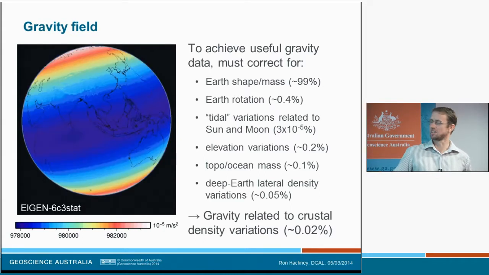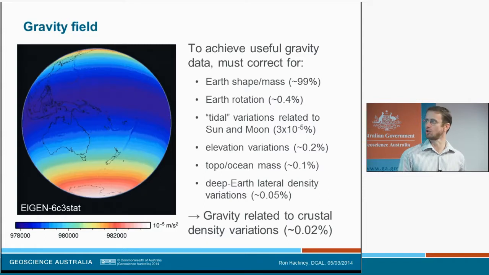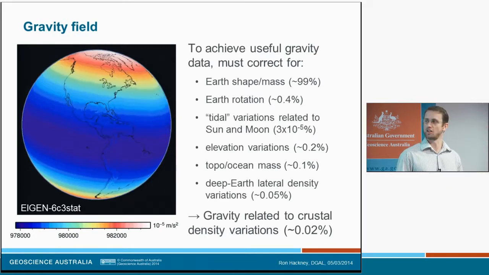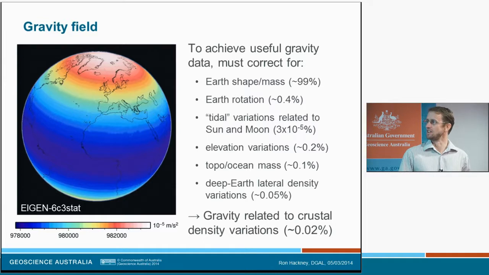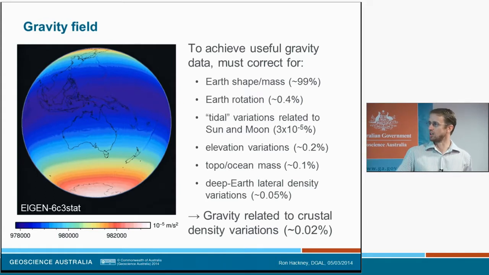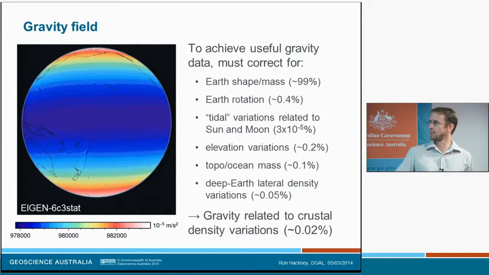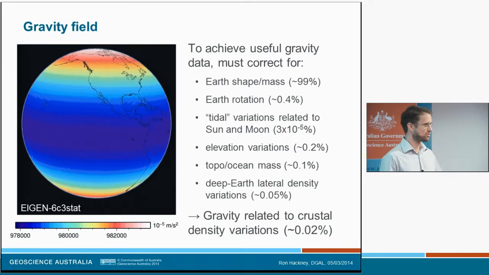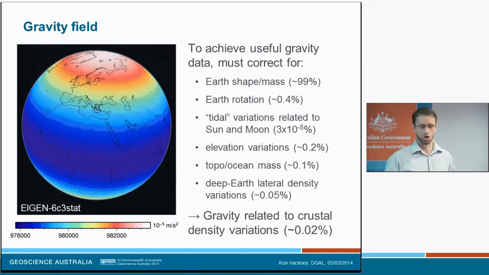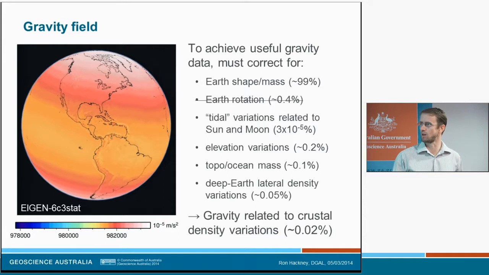They're pretty insignificant in the whole scheme of things, but they can be significant when we're trying to relate things to geology. There's elevation variations as we go up and down over topography. We're getting further or closer to the centre of the Earth. And then there's also the topographic mass, or the mass of the topography in the oceans, which we have to take account of as well. Ultimately, we get to these deep Earth variations, lateral variations in density, which we might be interested in some cases, but not always. And if we correct for all these other things, we finally get to the geology-related, or crustal, density variations we might be interested in.